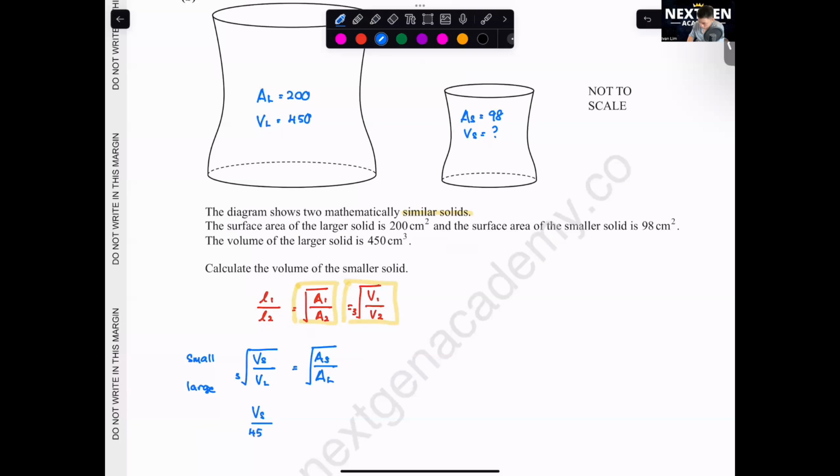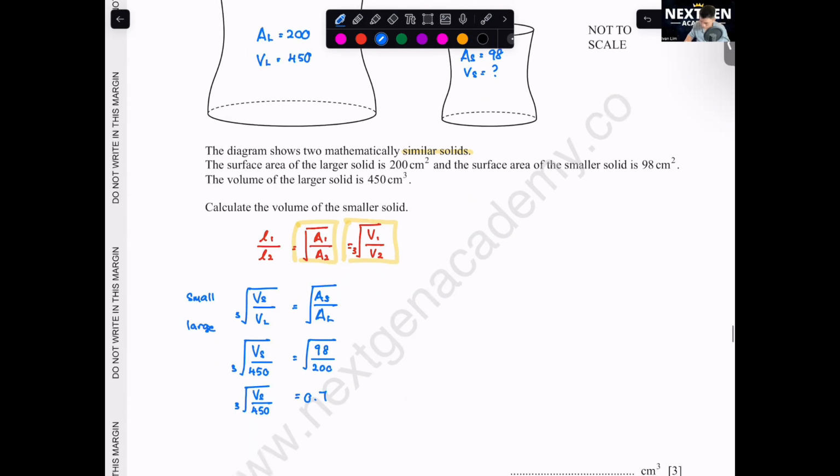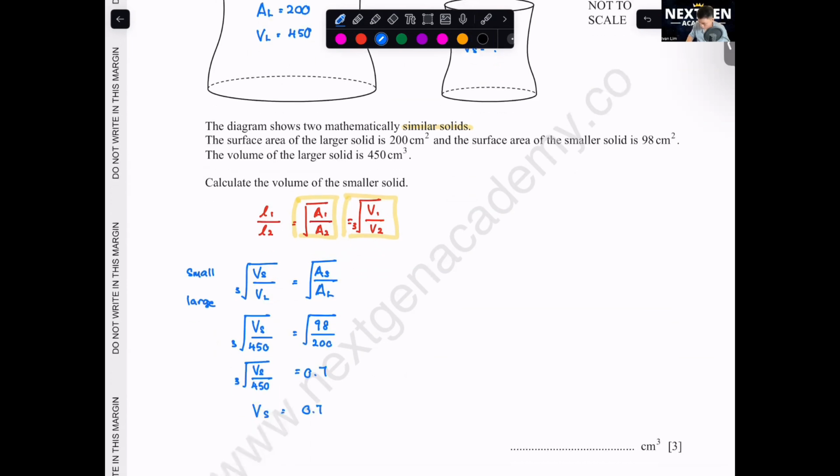You just substitute all the values into the respective spaces here. Volume large is 450. Cube root. Area small, 98 over 200. Square root. Okay, so here will be equal to 0.7. Okay, volume small over volume large, 450. Cube root. You rearrange everything. You will cube this, then you multiply 450. Okay, it's not very hard. As long as you put into the formula correctly, we will get 154.3. Or you put 154, also they accept already, because 3 significant figure.